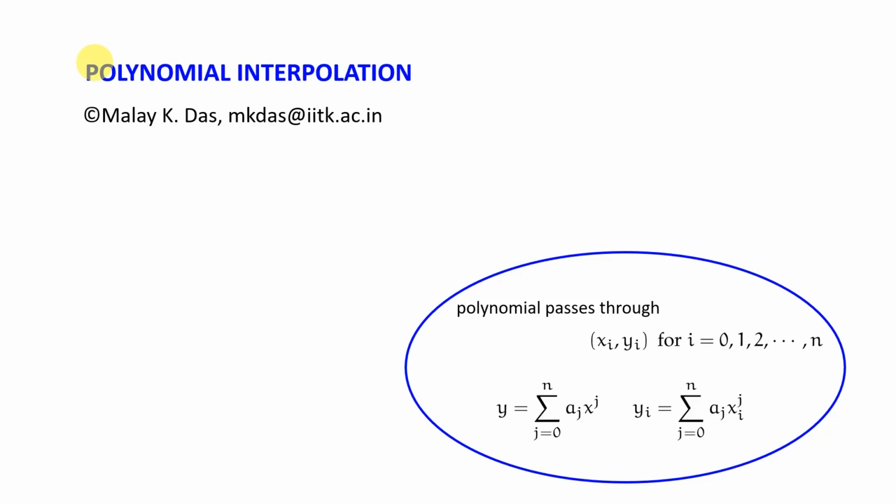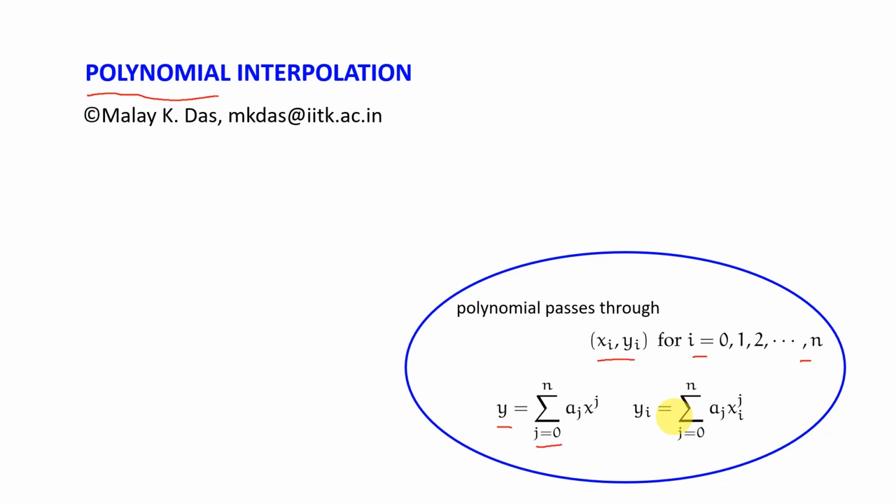In this lecture, we'll talk about interpolation and in particular polynomial interpolation. In polynomial interpolation, we start with a set of points (xi, yi), where i goes from 0 to n, and we try to fit a polynomial through these points. That means y equals the sum over j equals 0 to n of aj x to the power j.